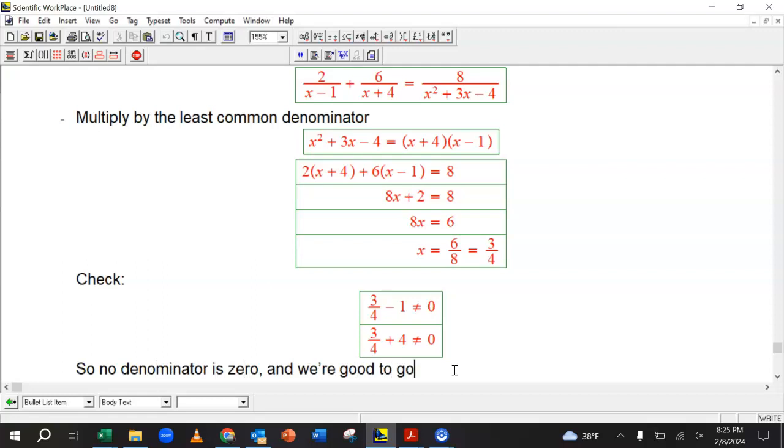If we were really careful and we had some time, we would just plug in really, really carefully to check it. But it turns out the only thing that can go wrong here is if the denominator is accidentally 0. And we've checked that, so we're good.